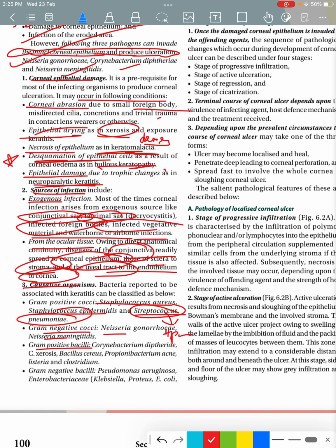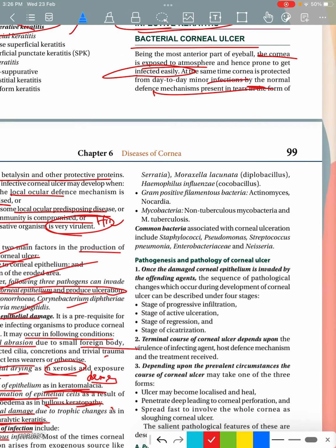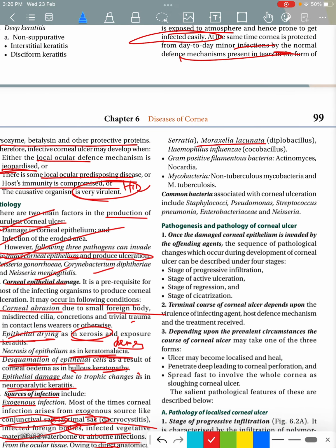Then gram-positive bacilli like Corynebacterium species, Bacillus cereus. Then Clostridium species. Then gram-negative bacilli like Pseudomonas, Enterobacteriaceae, all families. Then Moraxella. Then actinomyces is a filamentous bacteria. There are only two, actinomyces and Nocardia. Both of them cause keratitis. Then Mycobacterium also will cause keratitis. Okay, the common ones are Staphylococcus, Pseudomonas, Streptococcus, then Enterobacteriaceae, Neisseria. Neisseria is very important.